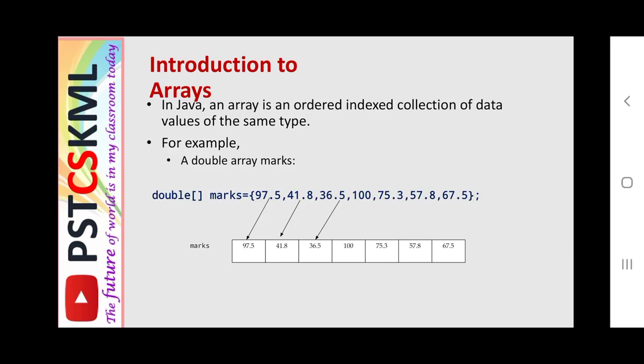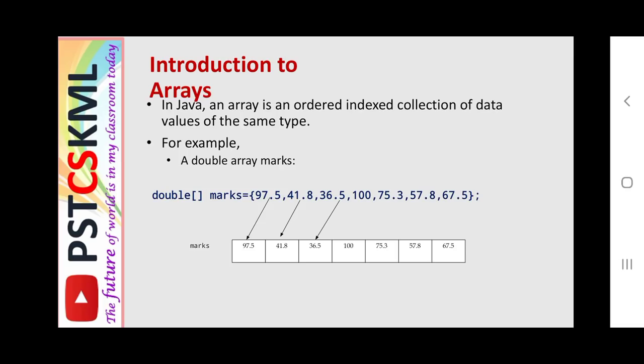Okay. In Java, an array is an ordered indexed collection of data values of the same type. That means if you want to insert values of the same data type, you can use an array. For example, I want to insert the marks for the students, so I will use decimal points. If it is decimal points, I will use double to declare it. So the variable is marks and I want to declare it as double. Then when you have the brackets, it becomes an array. So what are the values inside this array? There are 1, 2, 3, 4, 5, 6, 7 values in this array separated by commas. We can see that the first value is 97.5 with the first index, and the second value is 41.8. We go to the next index until we reach the last value, 67.5.